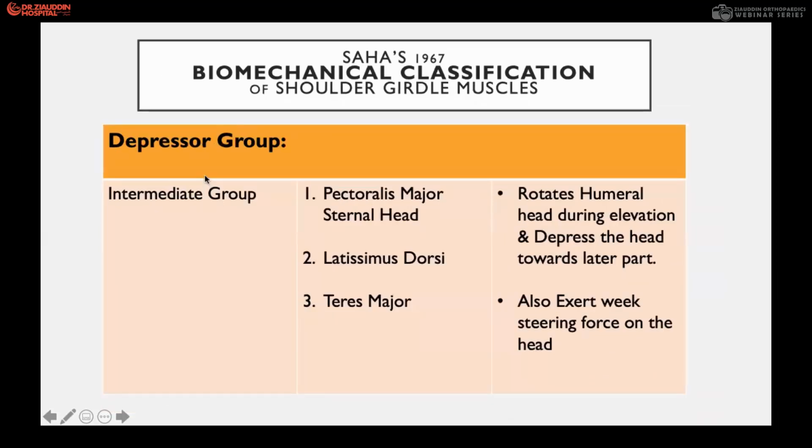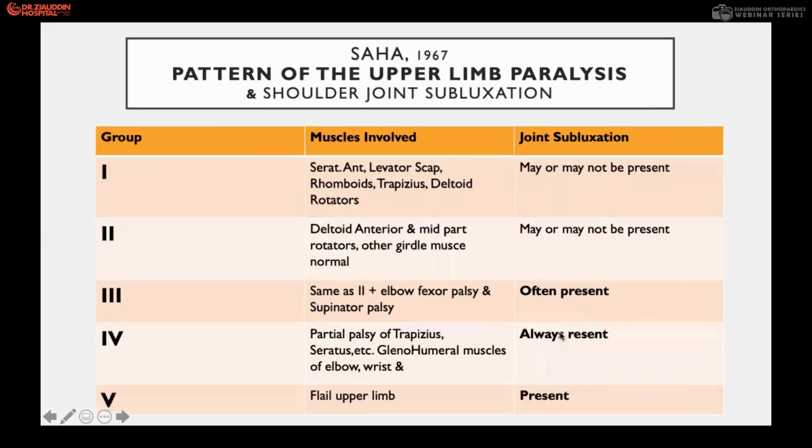Then there is a depressor group, which is also called the intermediate group, which includes the pectoralis major and pectoralis minor, the external head of pectoralis major, latissimus dorsi, and the pectoralis minor as well. These rotate the humeral head during elevation and depress the head towards the later part of the movement. They also act as weak steering muscles.